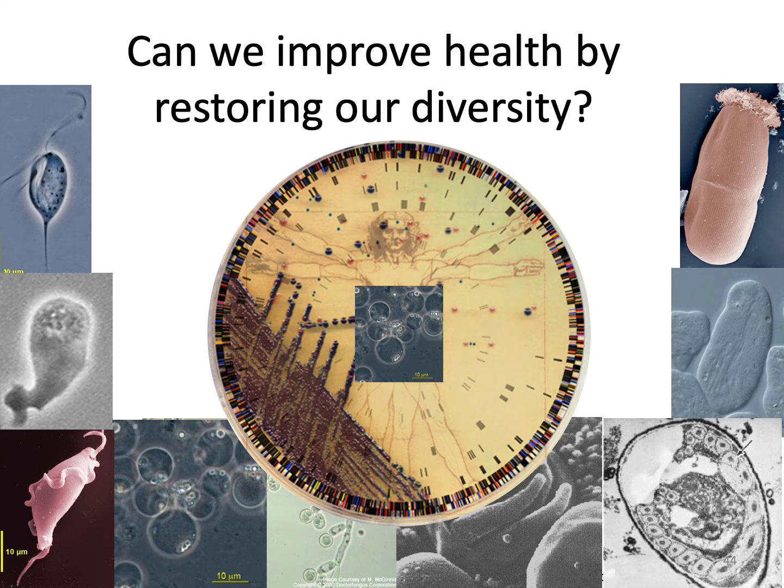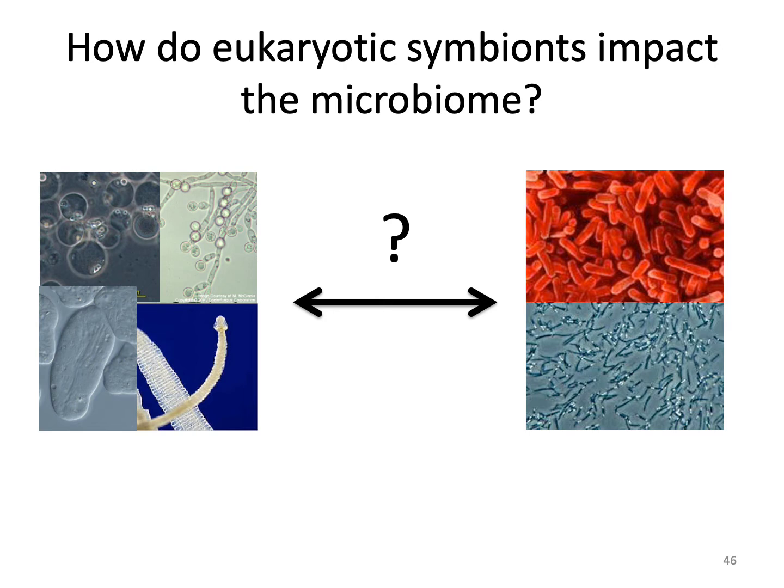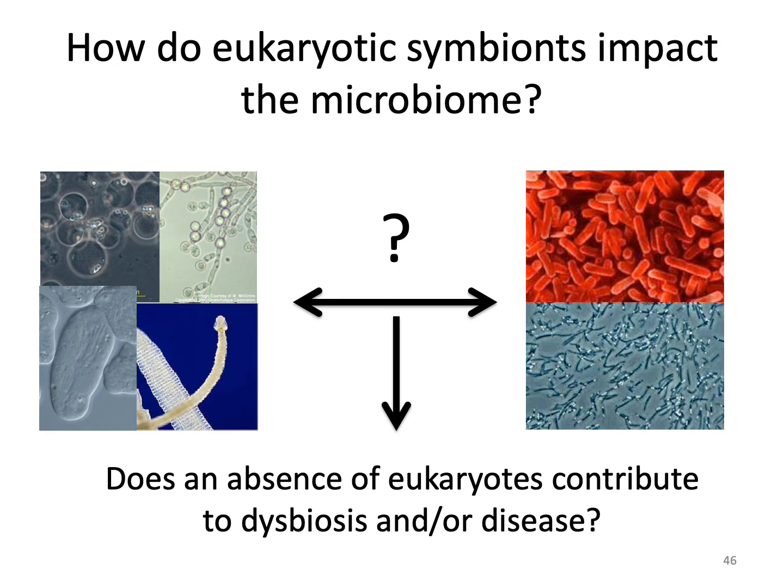So it raises a question: can we improve our health by restoring our diversity? I've worked on this question experimentally with Kateřina Jirků-Pomajbíková out of the Czech Academy of Sciences. She's developed model systems in rats to experimentally inoculate the helminth Hymenolepis diminuta, as well as Blastocystis. So the question of this work is, how do eukaryotic symbionts impact the microbiome, and do those interactions, directly or mediated through the bacterial microbiome, influence dysbiosis or the development of disease?